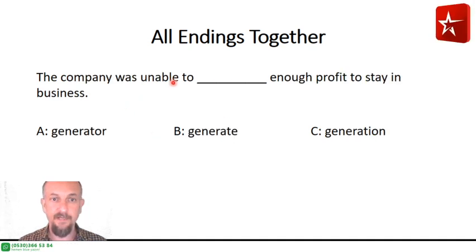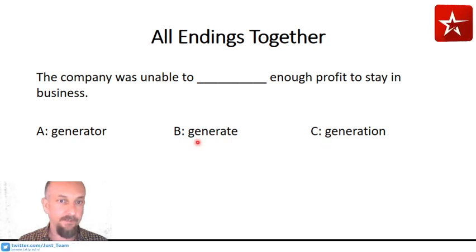The company was unable. Quick pronunciation here. It's not unable. Here we're using the prefix un. Able is a word by itself. So the company was unable to something enough profit to stay in business. Is it A, generator, B, generate, or C, generation?